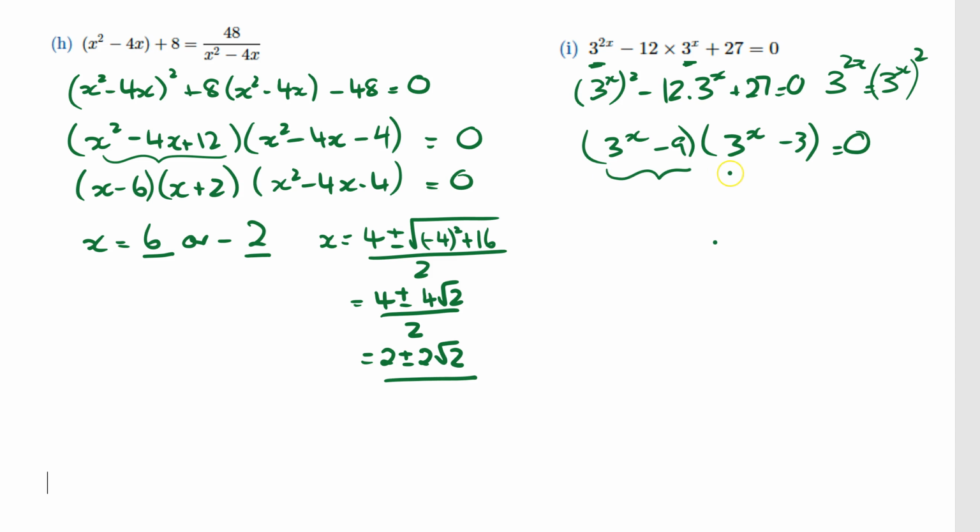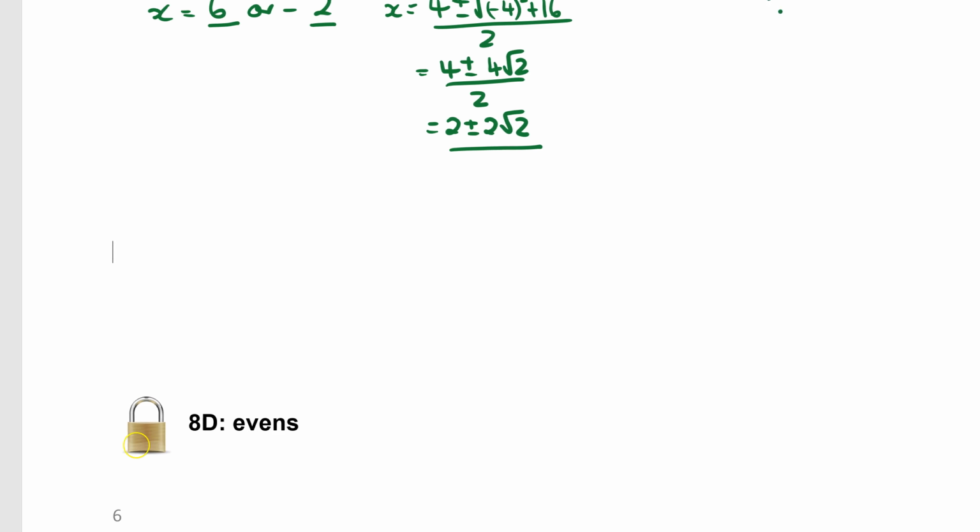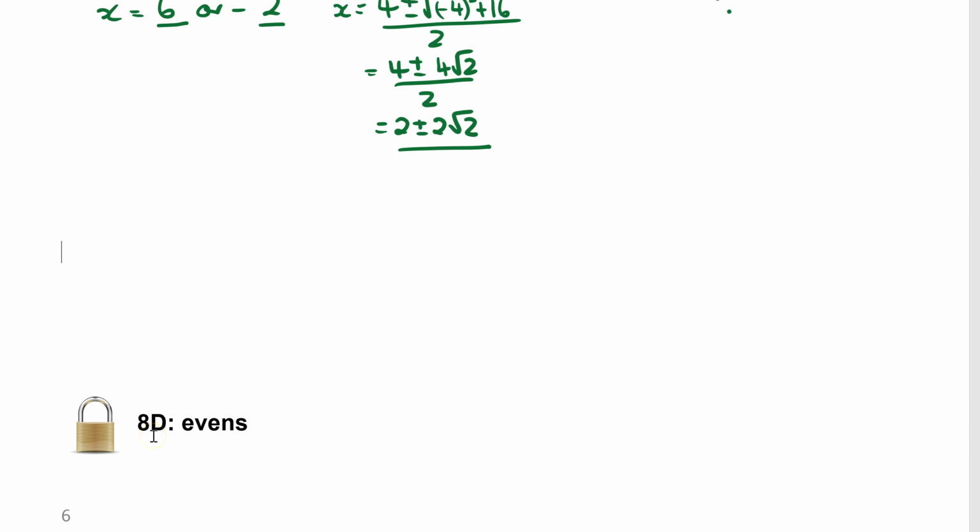Then, what is it that makes either or both of these 0? Well, for this one, x is clearly equal to 2. And for this one, x is going to be equal to 1. So there are two solutions. x equals 2 and 1. So have a go at these. As always, if you're finding the early ones really easy, go on to the more difficult ones.